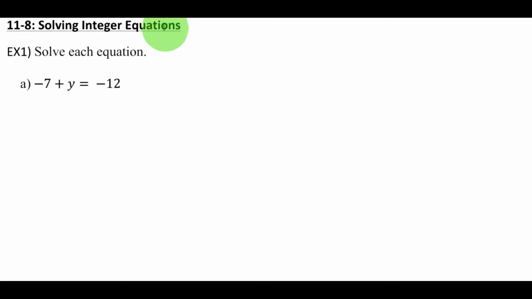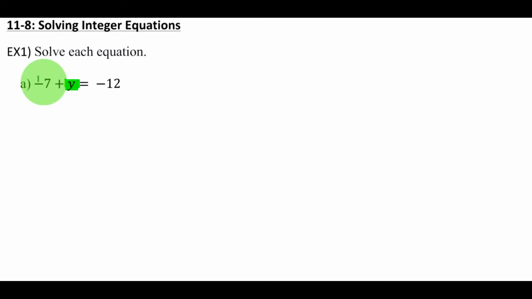Today we're going to be solving integer equations. This first example asks us to solve each equation. So look at this first equation below, and let's ask ourselves, what's our overall goal? Well, our overall goal for solving equations is to isolate the variable, solve for the unknown. In this case, our unknown, our variable, happens to be y. So we need to get y by itself.